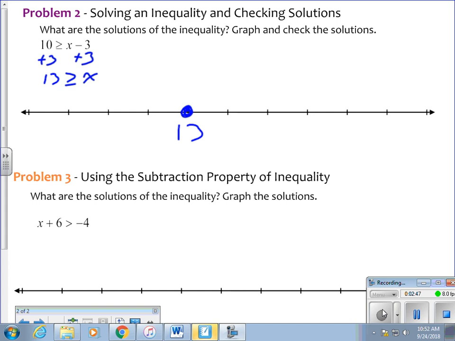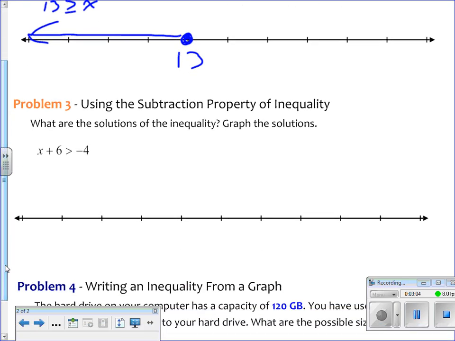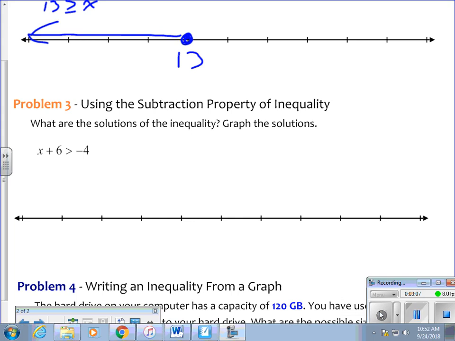And then you have to ask yourself, is x smaller than 13 or larger than 13? 13 is bigger than x, so x has to be smaller than 13. So I want all the numbers going this way. Problem number 3, your turn. You try that one too.